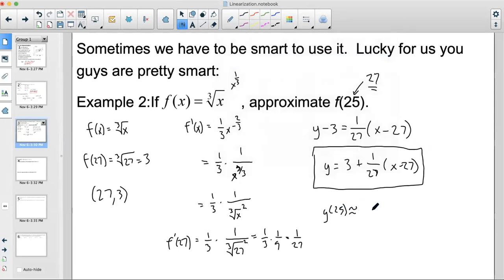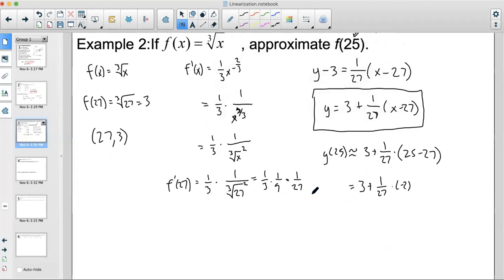It's approximately 3 plus 1/27 times, now I plug in 25 for x, 25 minus 27, which is 3 plus 1/27 times negative 2. So it's 3 minus 2/27. See, 3 is 81/27. So this is 79/27. And that's my approximation.